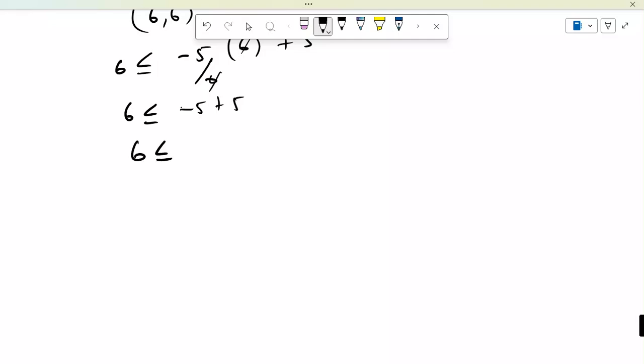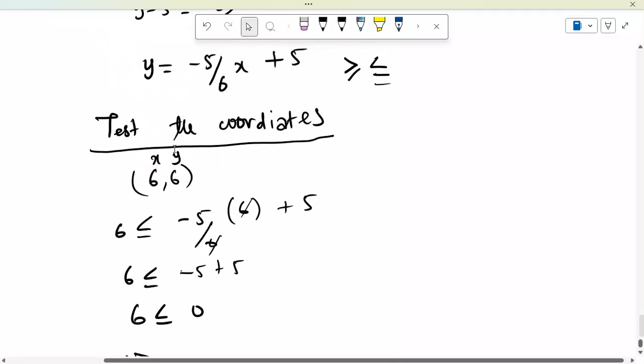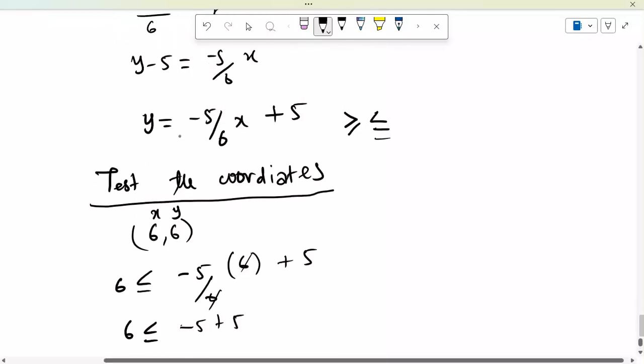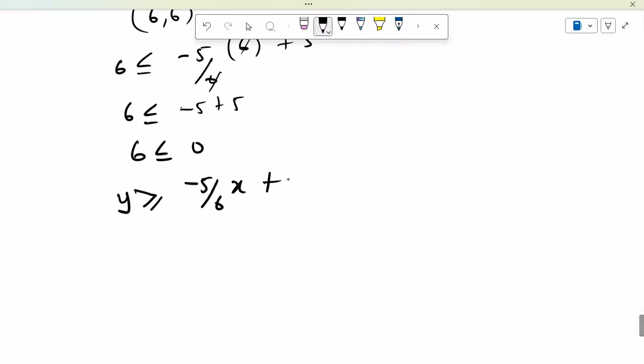So 6 is less than or equal to negative 5 plus 5, which is 0. So 6 is less than or equal to 0. This is false because 6 is greater than 0. So our equation of the line is y greater than or equal to, so we are not going to use this symbol we're testing because it's giving us a false result. So y is greater than or equal to minus 5 over 6 x, then plus 5. So this is your inequality.